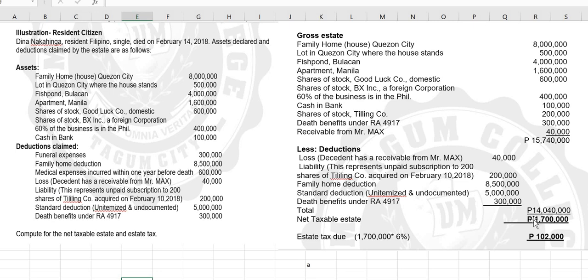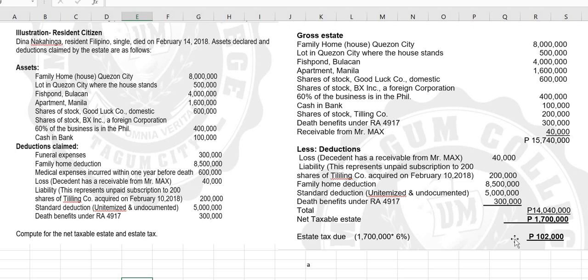Okay, so the estate tax due is actually the net taxable estate of 1.7 million times 6%, which is 102,000. Okay, so as a recap, we have a gross estate of 15,740,000. We have total deductions of 14,040,000. Then we arrived at a net taxable estate of 1.7 million times 6%. We have an estate tax due of 102,000.